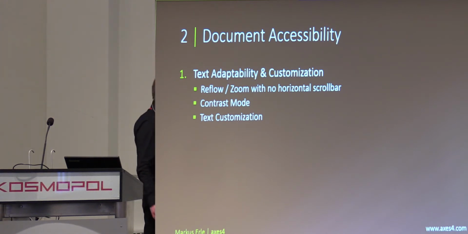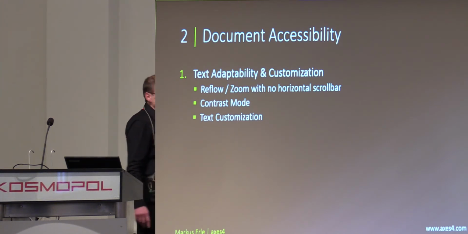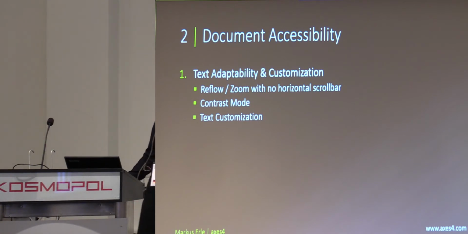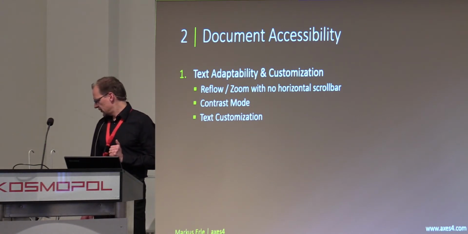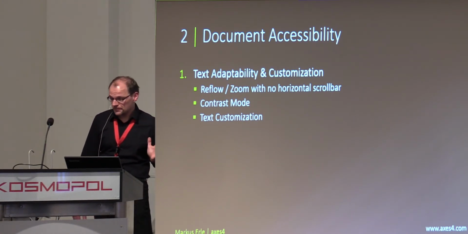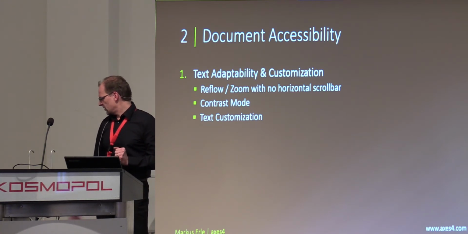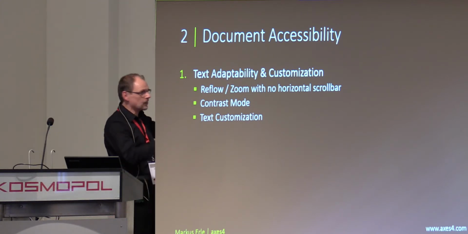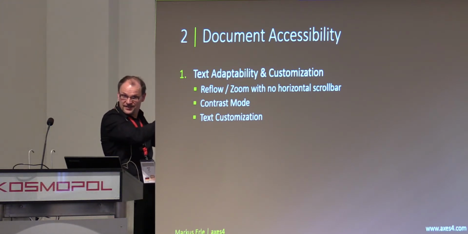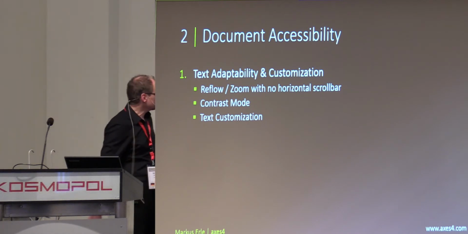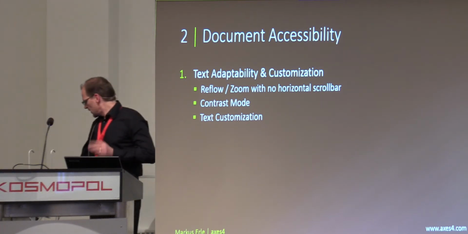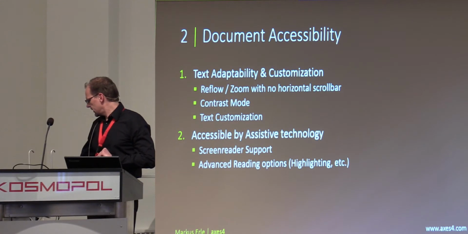That means the key benefits of document accessibility are text adaptability and customization. We heard about reflow, text-based reflow, zoom with no horizontal scroll bar, contrast mode, inverse colors, font color, background color. Text customization, I will show you some examples.